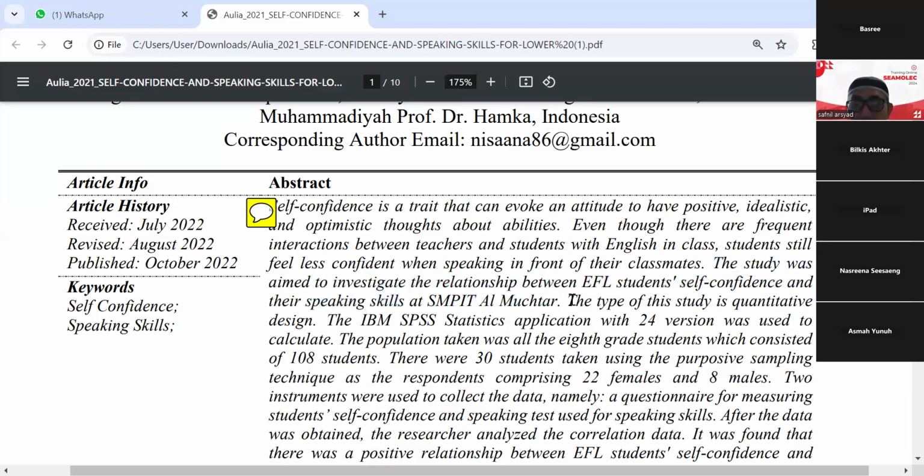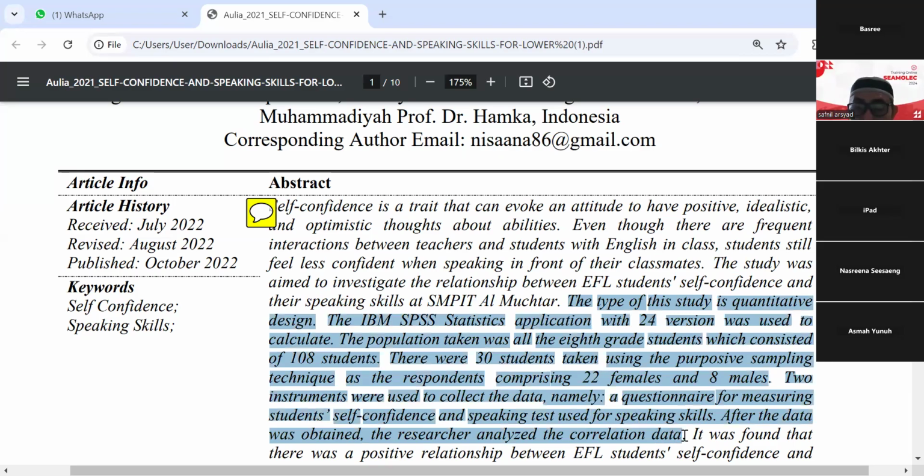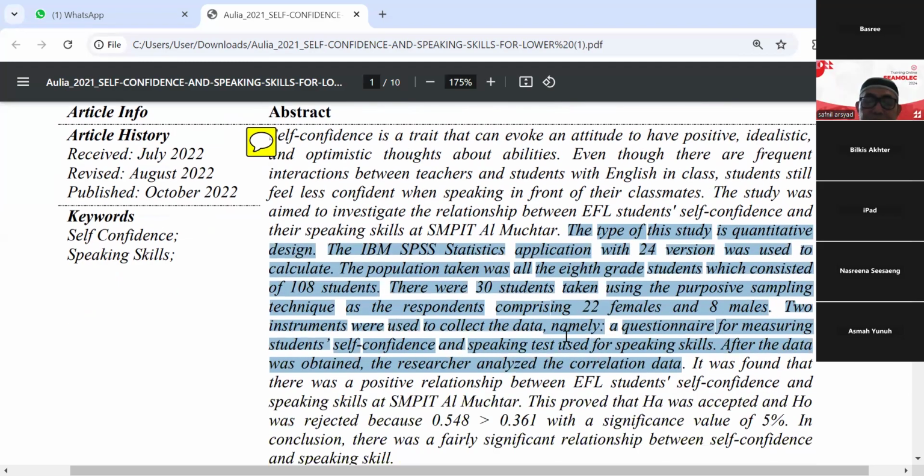And then the type of the study is quantitative design. This is the method, until here. After that, the researcher analyzed the correlation. So this is quite a long method. The IBM SPSS statistic application, version 24, was used to calculate the population taken. It's quite long. If you are allowed to write a long abstract, you can.